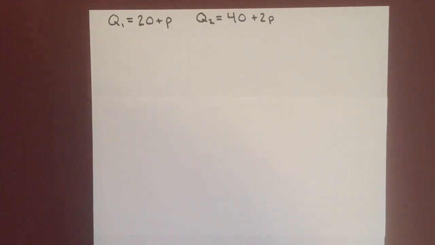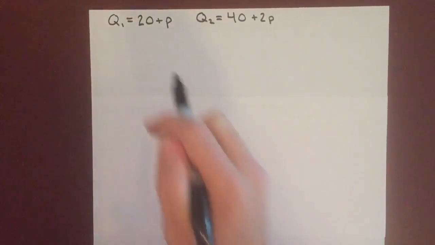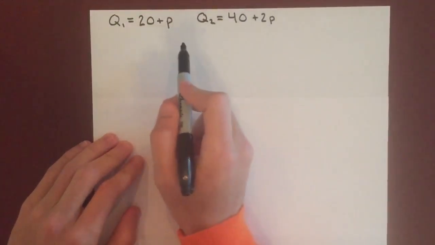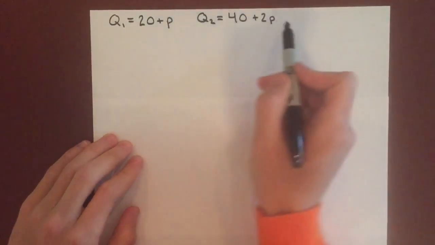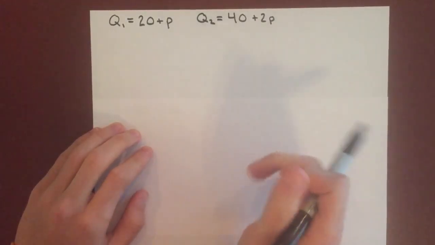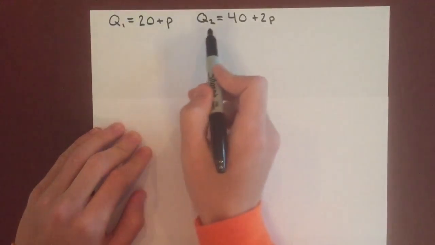So we have a couple examples here about aggregating supply and demand curves. So let's get right to it. This first example has two supply curves. You can tell because it's a positive P value. And so the way you add supply and demand is adding the Q's.